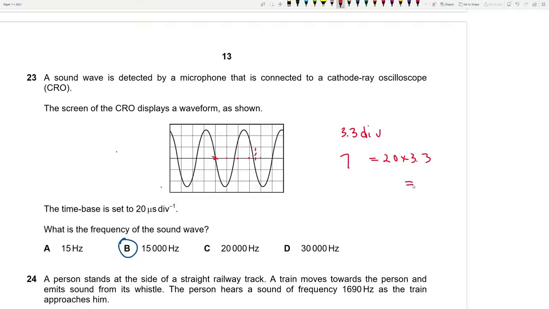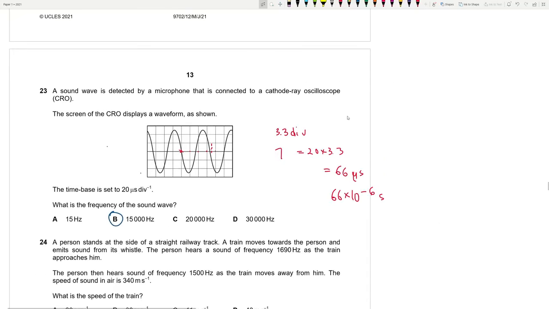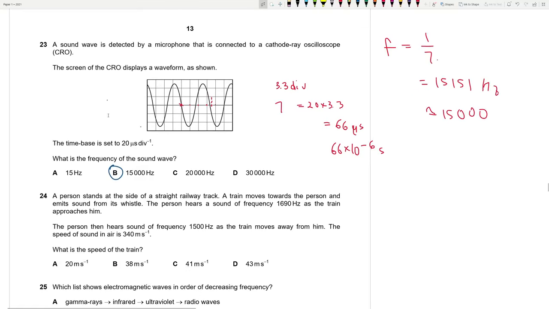That's actually 66 microseconds, or 66 into 10 to the power minus 6 seconds. Understood? Now frequency is equal to 1 by time period. So 66 into 10 to the power minus 6, 1 divided by answer gives us a value of 15151 hertz, or rounded off to 15,000 hertz. That's the best answer. 23 is B. Okay, all good.